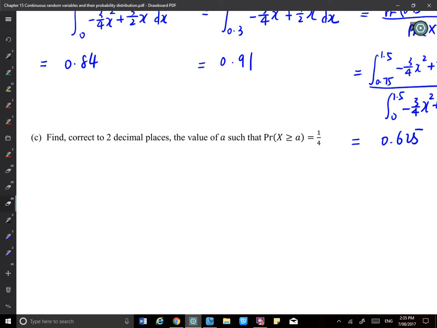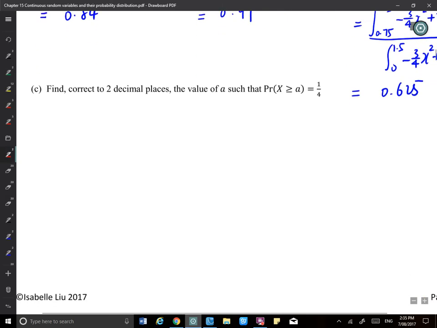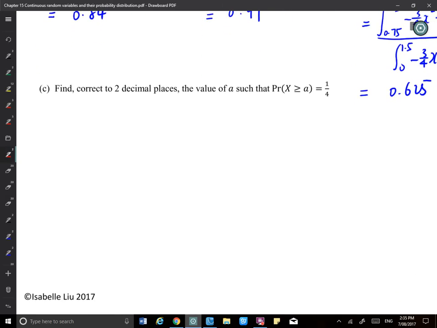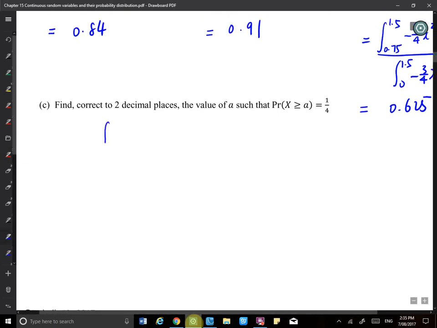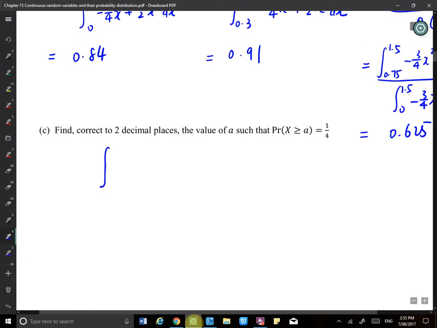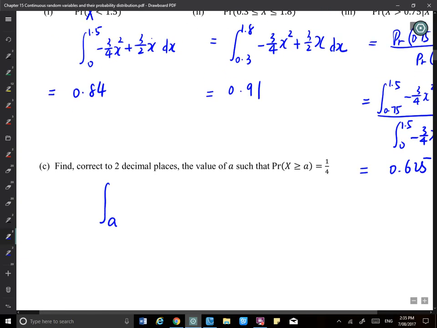The next one says correct to 2 decimal places. Find the value a such that x greater than a will give you a quarter. So what I should have is the integral greater than a, the lowest value is a, but you have an upper boundary at 2.